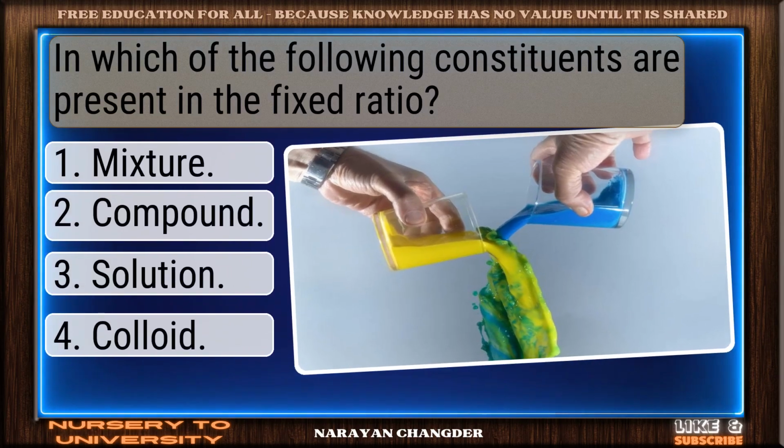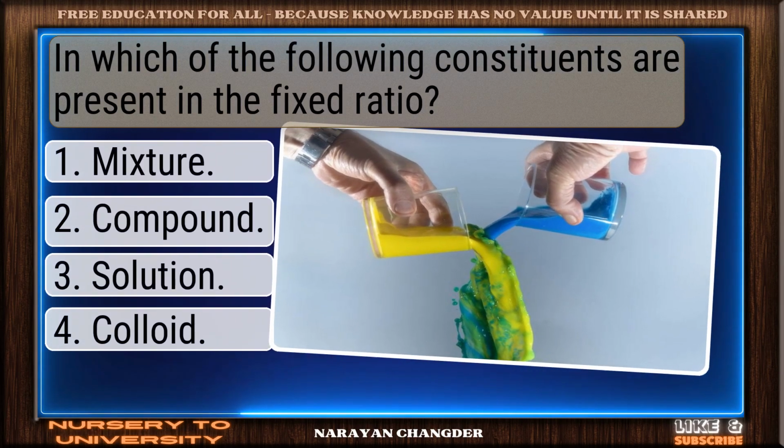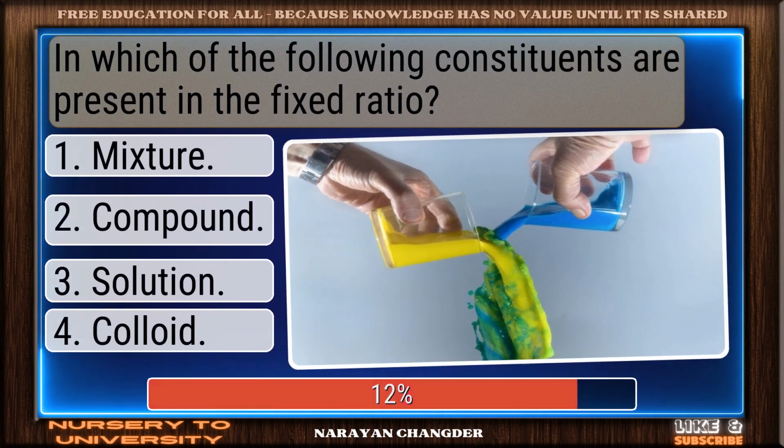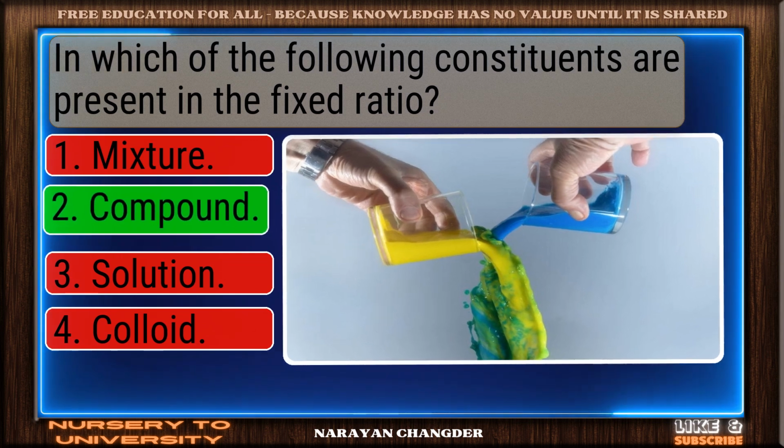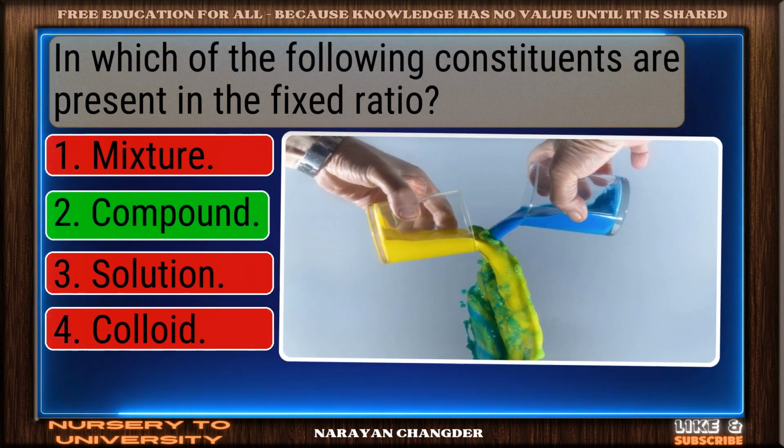Question number 2. In which of the following are constituents present in a fixed ratio? Solid response. Compound is a valid choice.